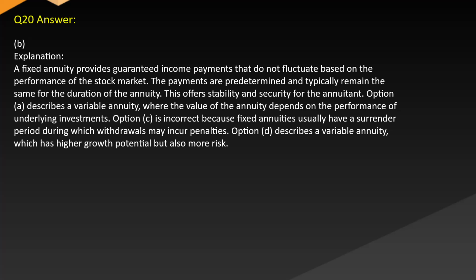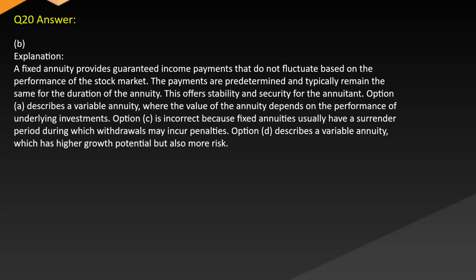Answer B. Explanation. A fixed annuity provides guaranteed income payments that do not fluctuate based on the performance of the stock market. The payments are predetermined and typically remain the same for the duration of the annuity. This offers stability and security for the annuitant.